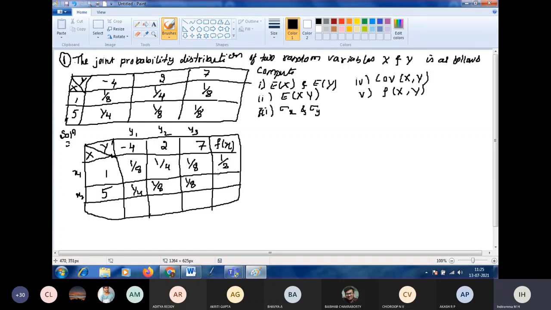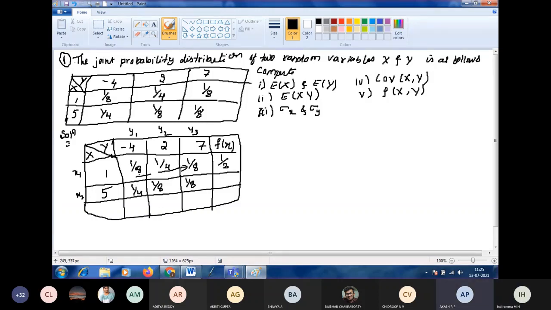Hello? Is this 1 by 2 correct? Can you hear me? Hello? Find the sum of this first row, only 3 elements, these probability values. Is it right? 1 by 2?